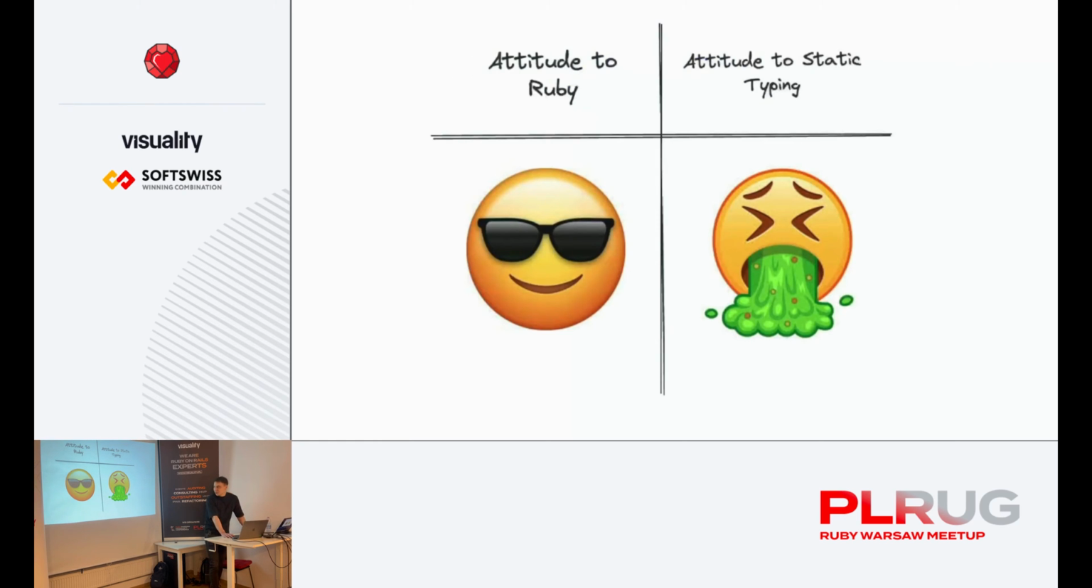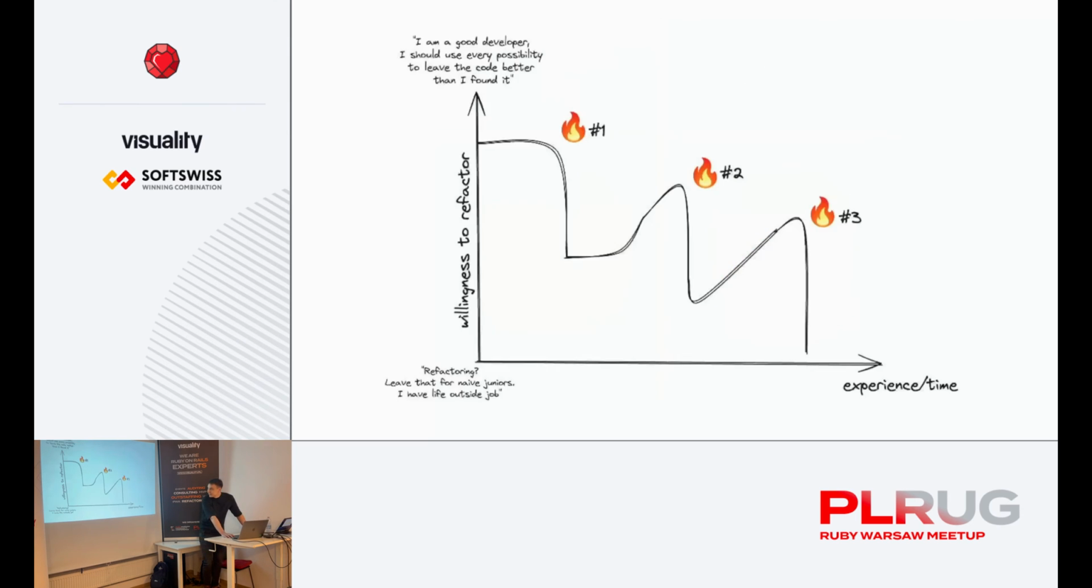I really liked Ruby, and I didn't really like static typing because I remembered all the words that our mentors had taught us. Yeah, and I thought that static typing in Java was something outdated and not relevant anymore. But after a couple of unsuccessful attempts to refactor an old Rails monolith, my desire to refactor disappeared.